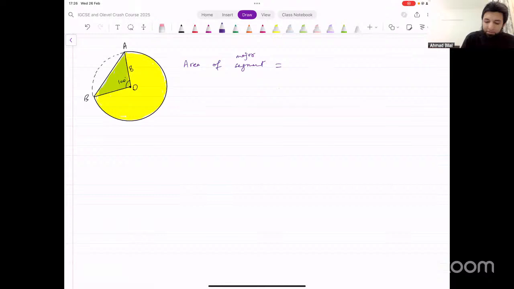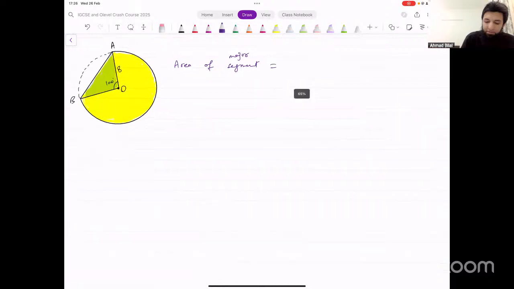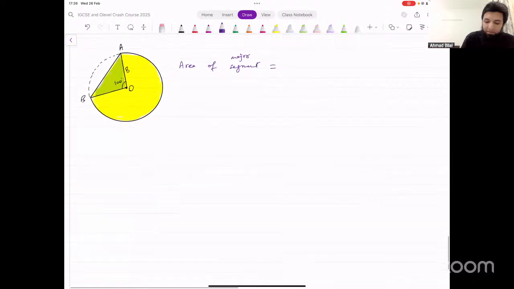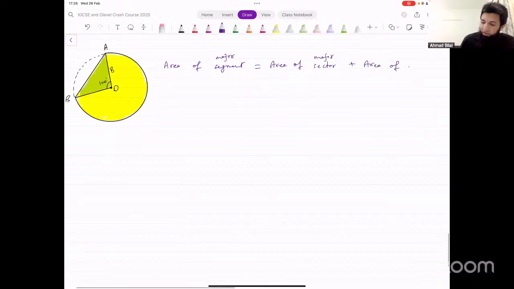Area of this major segment is given by the area of the major sector, that yellow sector, plus the area of the triangle, which is triangle OAB. So we would have to add both of these areas together. The green one is the area of the triangle, and the yellow one is the area of the major sector.